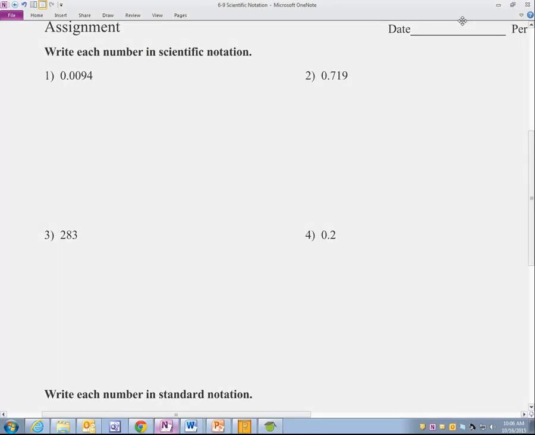So this is the practice that we would have done yesterday. Essentially, when you're doing scientific notation, what you have to have is a single-digit number, and then a decimal point, and then however many other numbers that you have. You guys are going to do this next year in science with significant figures, it's called.